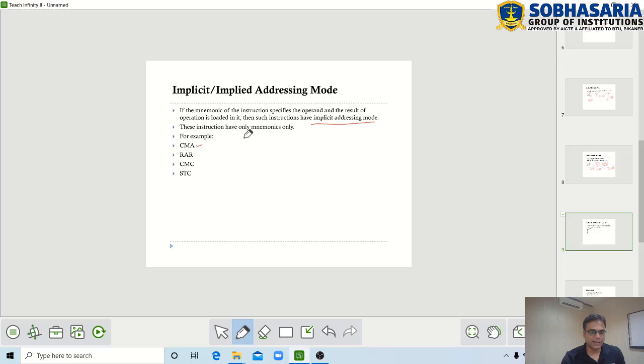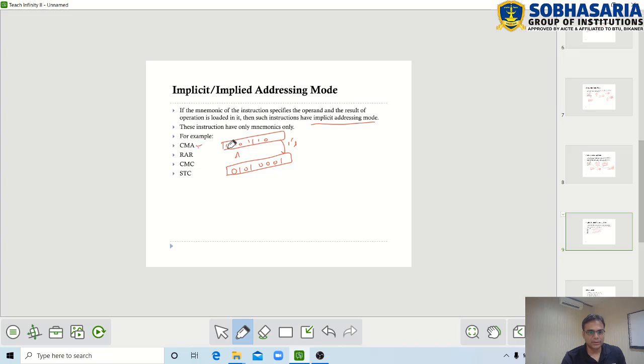For example, CMA is the instruction which performs the complement of the accumulator, or we can say the ones complement of the accumulator. The accumulator will have some data, suppose 10101110. This is the 8-bit data available in the accumulator. CMA will perform the ones complement of this data. So what will be the result after ones complement? 01010001. This is the ones complement of the data available in the accumulator.